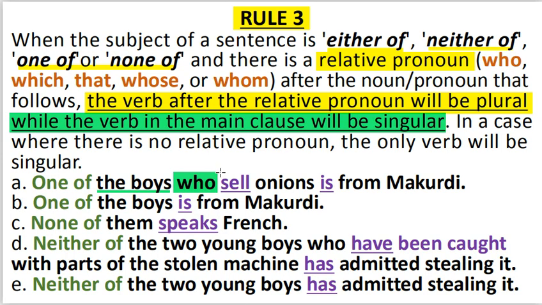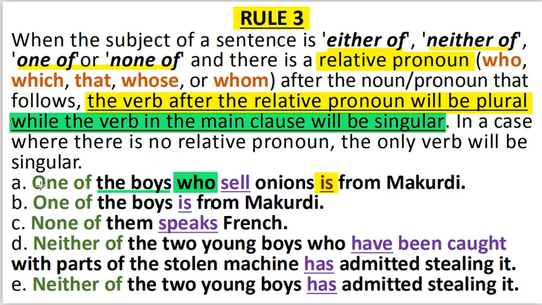And in this case, where we have the relative pronoun, there is going to be another verb after the first verb. That second verb will be the verb in the main clause, and that one will now be singular. Sometimes there might not be these relative pronouns, who, which, that, whose, or whom. If there is no relative pronoun, there will be only one verb, and that verb will be singular. Let's look at these examples for better understanding.